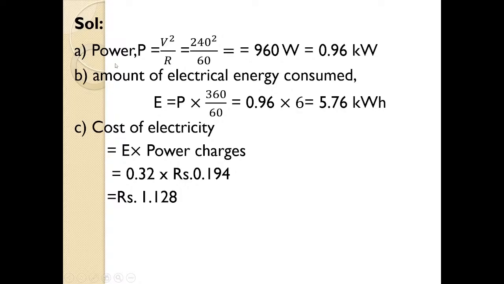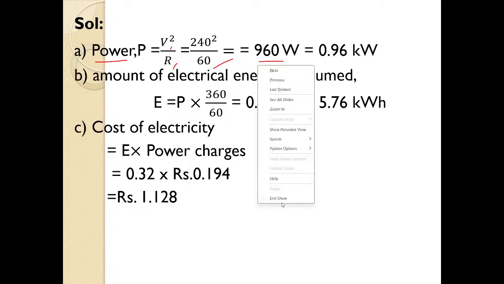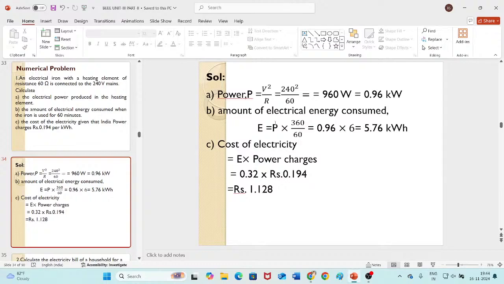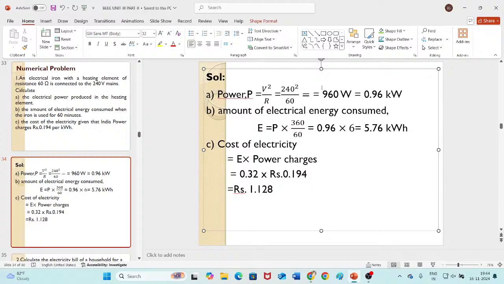Now, first of all, they have asked us to calculate the power. So what is the power formula? P is equal to V square by R. Voltage is given, resistance is given, so we have to use this formula only. We can't use P is equal to V into I because I is not given. Voltage is 240 and resistance is 60. 240 square by 60, you will get 960 watts.